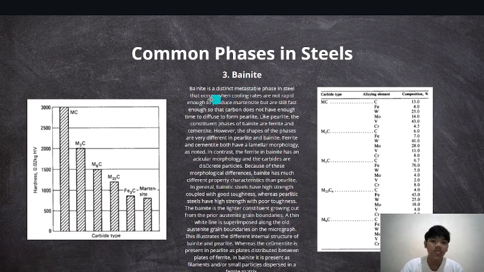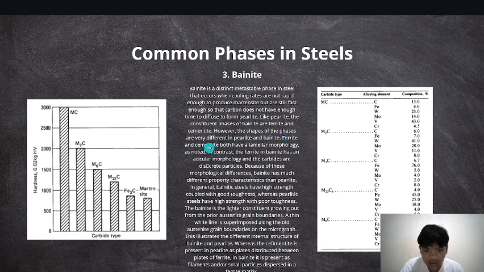3. Bainite. Bainite is a distinct metastable phase in steel that occurs when cooling rates are not rapid enough to produce martensite but are still too fast, so that carbon does not have enough time to diffuse to form pearlite. Like pearlite, the constituent phases of bainite are ferrite and cementite.